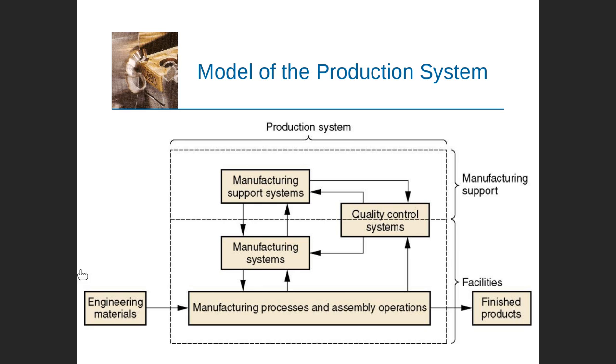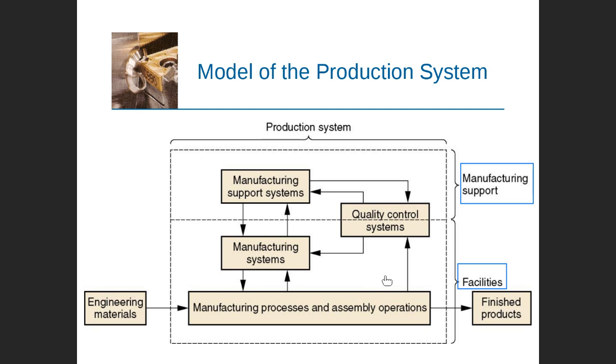This is a raw material. You put the raw material inside, you get the product on the other side. So raw material, get the product. What is inside? This is a production system. Production system, as we said, has two categories. Manufacturing support is one category, facility is the other category. Right? So manufacturing support and facility.